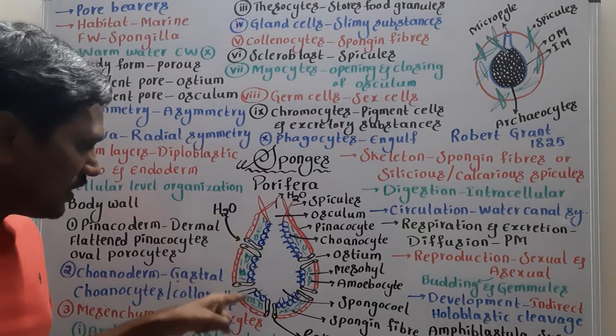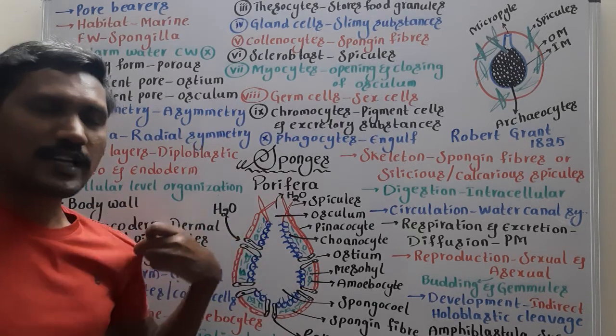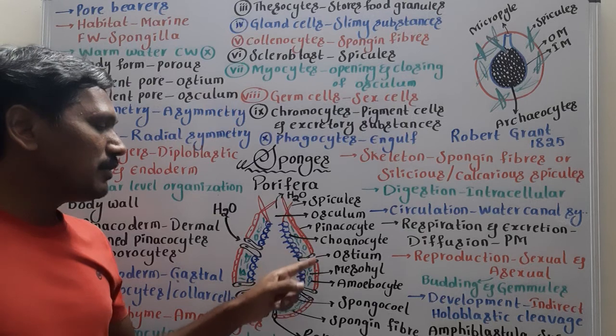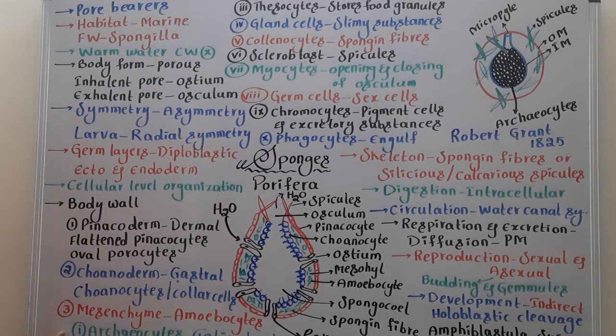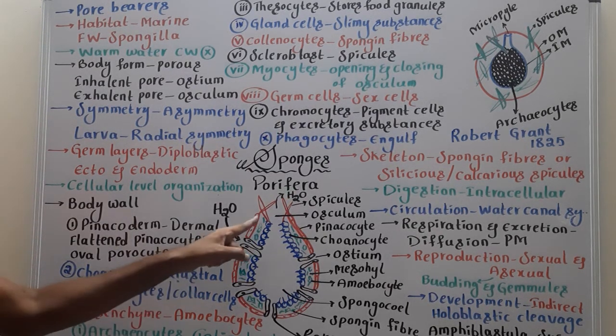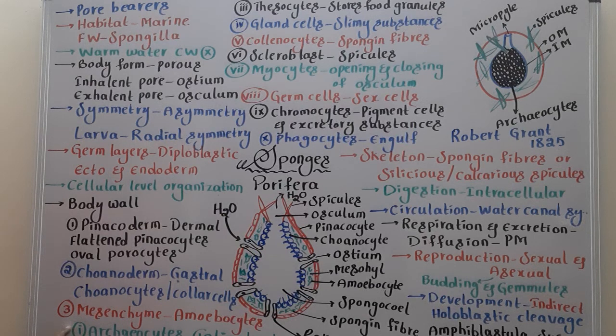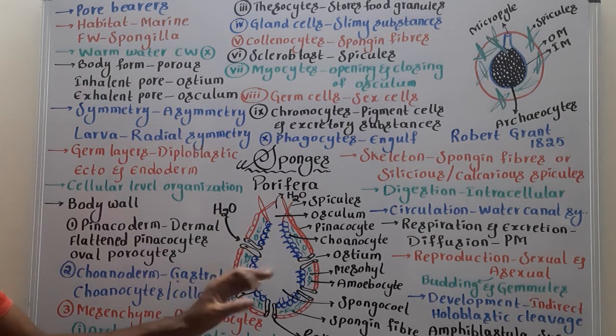So commonly all the cells are called initially amoebocytes. Later on, amoebocytes will be differentiated into many types of cells. Let us see each cell's functioning. The first one is archaeocytes, present in the mesohyl layer. They are totipotent, and they are very sensitive to touch.